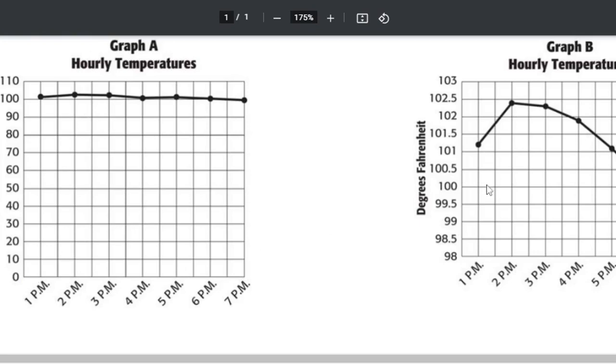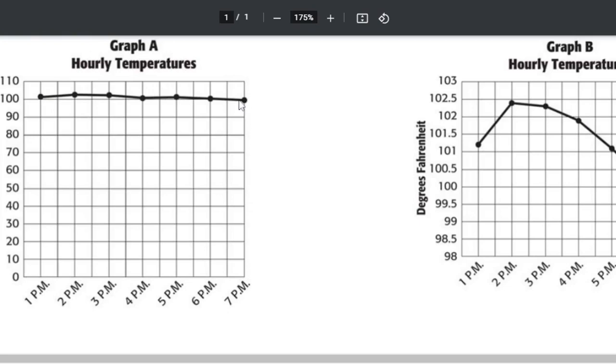This one starts at 98. Now look at this, 101, and then boom, shoots up to 102. That looks like a huge shoot up, right? And then it goes and it just kind of peters out and it finally comes down to 99.5 at 7. Okay, this right here shows 1 p.m. and then 7 p.m. right here.